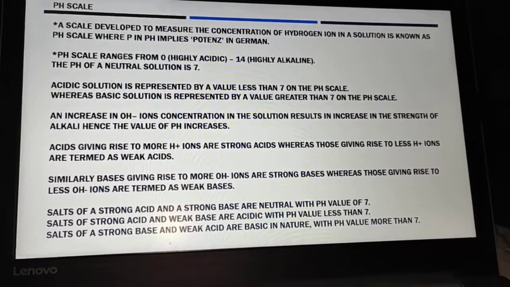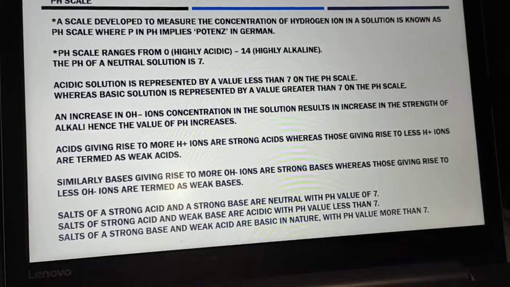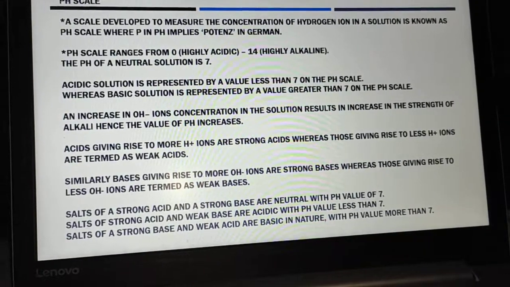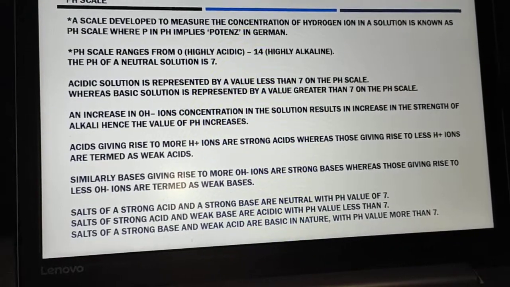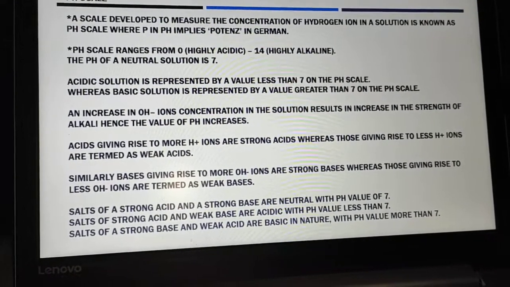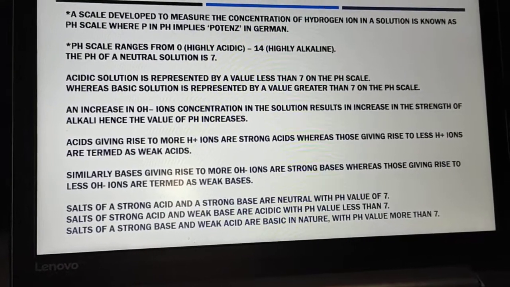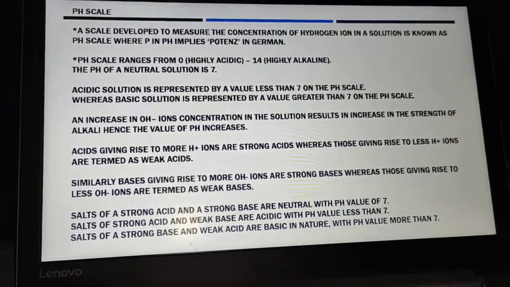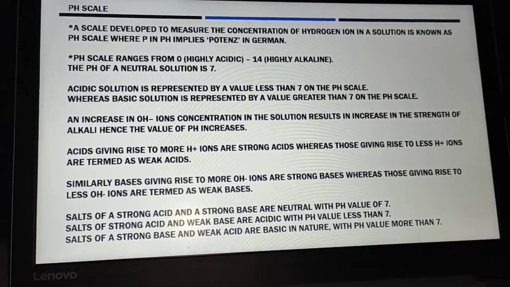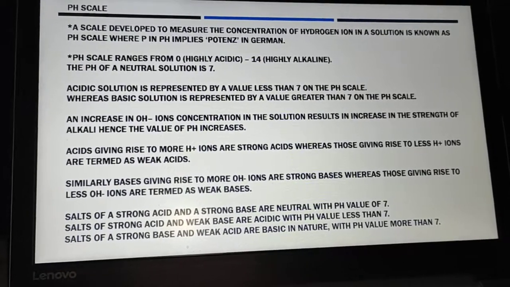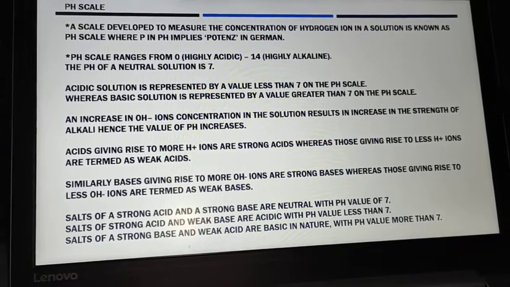Now we are dealing with the pH scale, a scale developed to measure the concentration of hydrogen ion in a solution. P in pH implies potenz in German, meaning potential. The pH scale ranges from 0, which is highly acidic, to 14, which is highly alkaline. The pH of a neutral solution is 7. There is a scale having the numbers 0, 1, 2, 3, 4, 5, 6, 7, 8, 9, 10, 11, 12, 13 and 14. Here 0 indicates highly acidic nature, 14 indicates highly alkaline nature, and 7 indicates neutral nature.